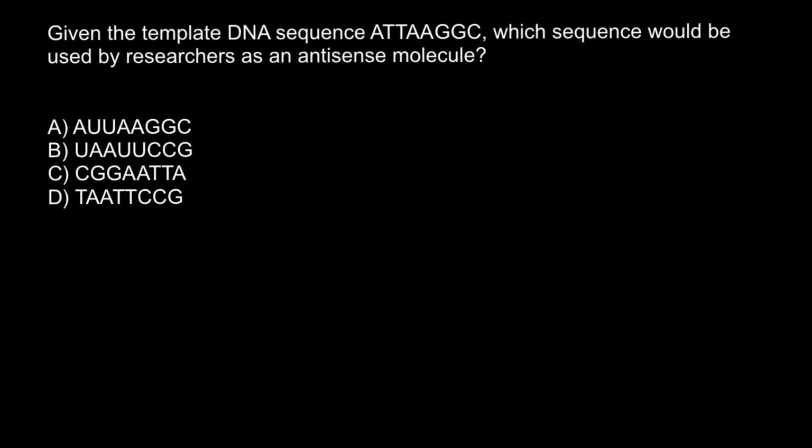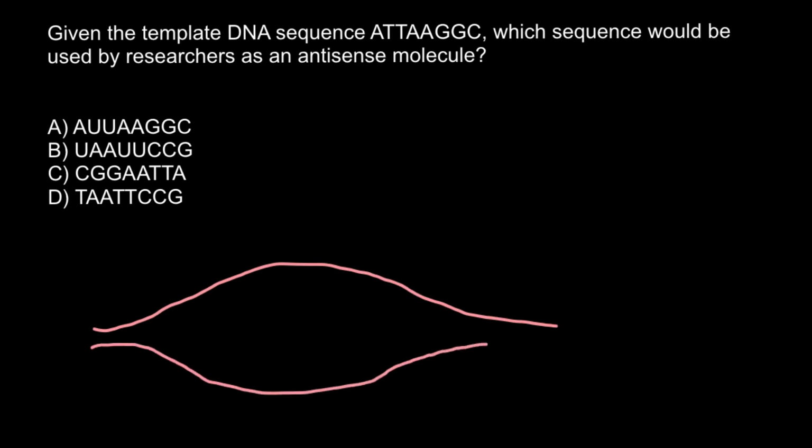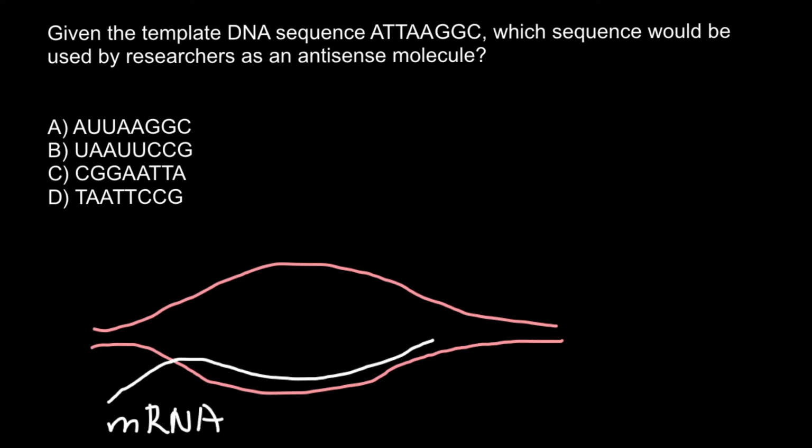Imagine that we have double-stranded DNA here, and here we see transcription bubble, and here is our messenger RNA. So this is mRNA, and this is double-stranded DNA. And of course 5' end is going to be here. Why I'm saying of course?